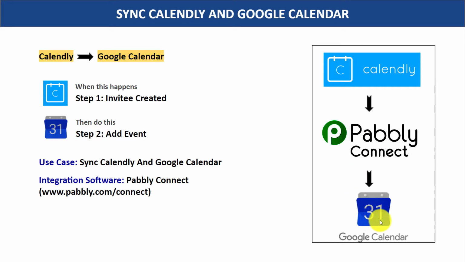So here you have two choices. The first choice is you copy all the details of the invitee from Calendly, sort them out individually and manually create an event in Google Calendar. Now the problem with this approach is it's actually very repetitive and tiresome. So I would suggest that you bring in some automation so that whenever a new invitee is created in Calendly, it will automatically add an event in Google Calendar.